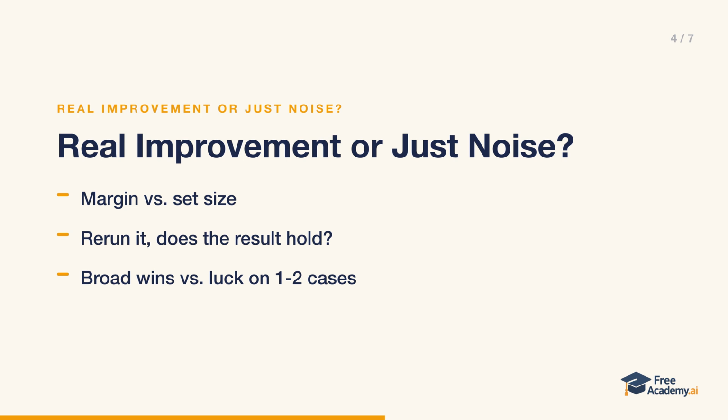Second, check consistency across runs. Run the comparison again, and if B keeps winning by a similar margin, that's stable. If the winner flips, you're looking at noise and the two prompts are effectively tied. Third, look at where the wins come from. If B only wins on 1 or 2 specific cases, that might just be luck on those inputs. A win spread broadly across the set is the real thing.